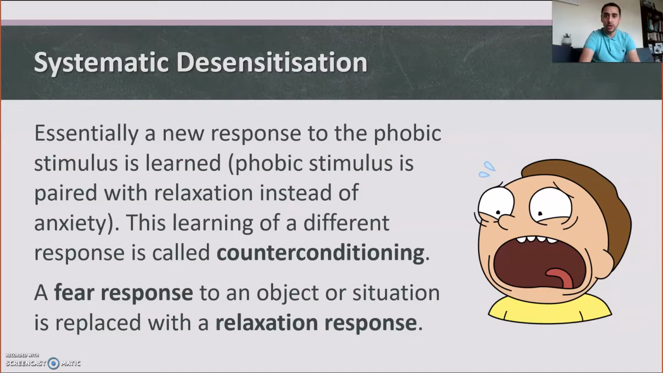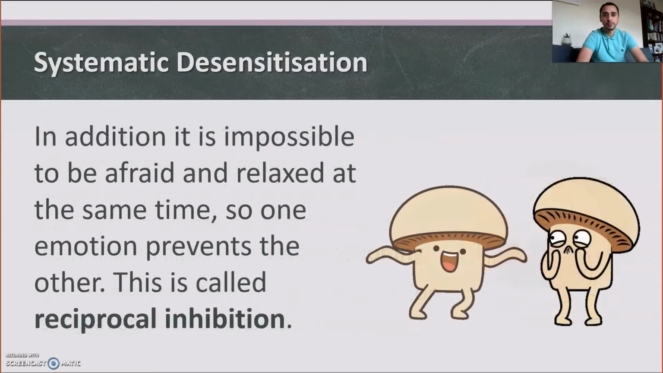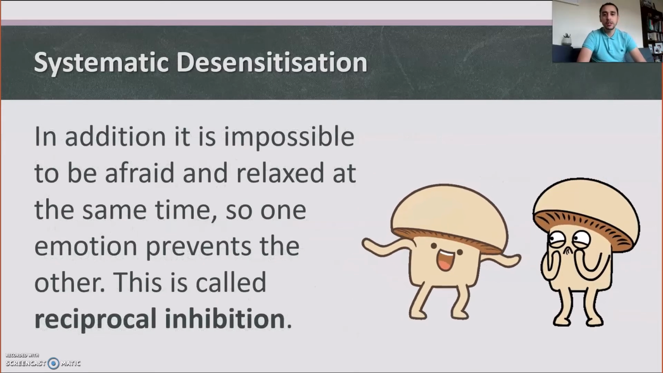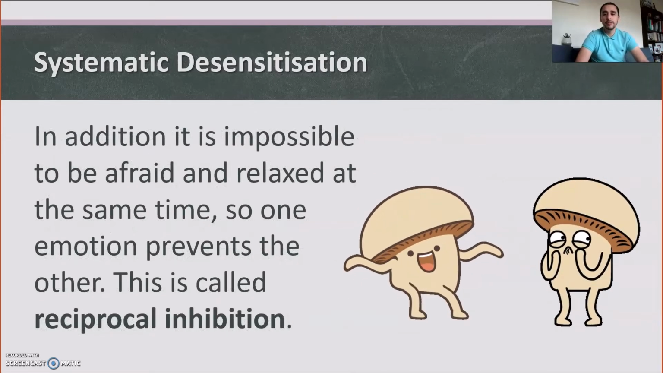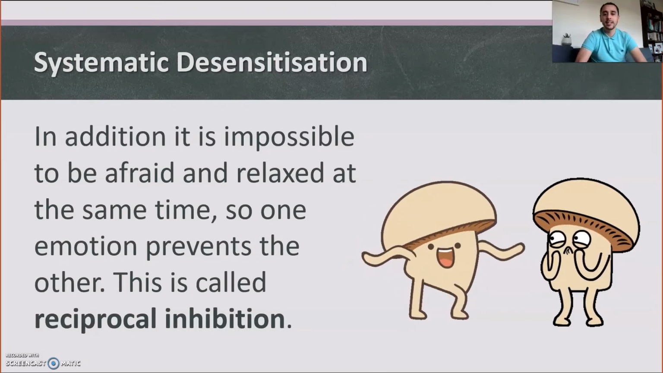So now when you see your phobic stimulus, whatever it is, let's say a spider, for example, instead of pairing the idea of a spider with fear and anxiety, you're pairing it with relaxation. And therefore, when you see a spider, the thing you're scared of, and now you feel relaxed, this is the opposite. So therefore, you are over your phobia. You have counter-conditioned yourself.